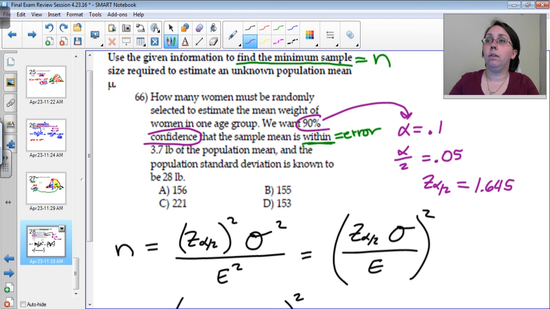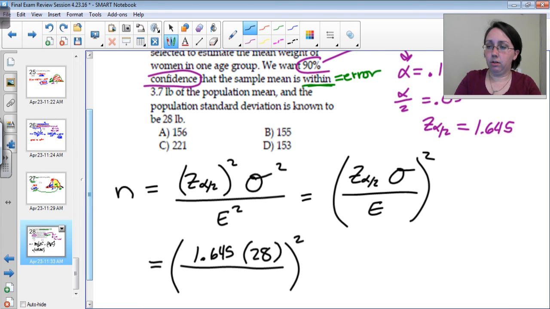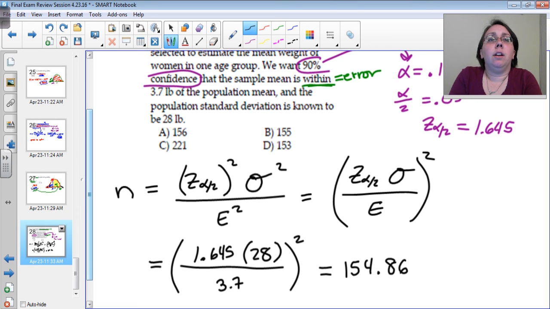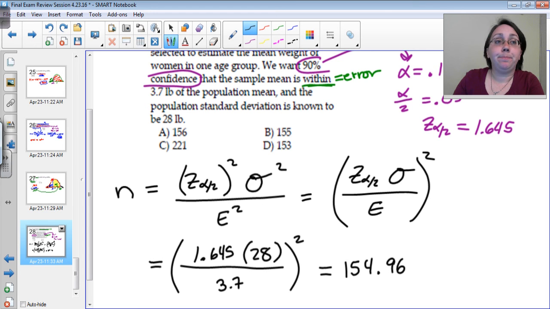Are we good? All right. So 1.645 times sigma, which is 28, okay? And error 3.7. And all that has to be squared to get your N. Alright, I might have the wrong decimals here because of my silly calculator, but close. How far off am I? So 9.6? I don't have a square button. Alright, so what do you do with that? You round it up. Always round it up. So 155.